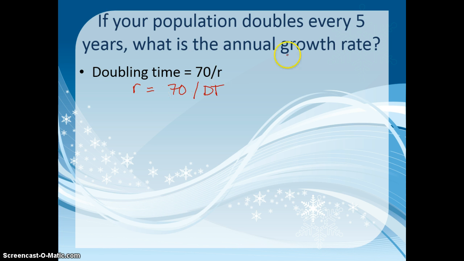All right, so if we know that our population is doubling every 5 years, what we can do then is solve for r by taking 70 and dividing it by 5. And that, of course, gives us an annual percentage growth rate of 14% per year. So since we knew the doubling time here, we can use this rule of 70 in this case to get back to that r value, that annual growth rate.